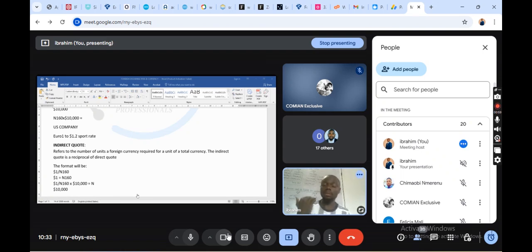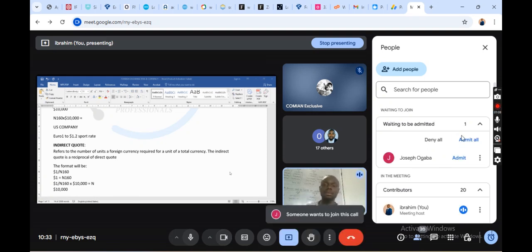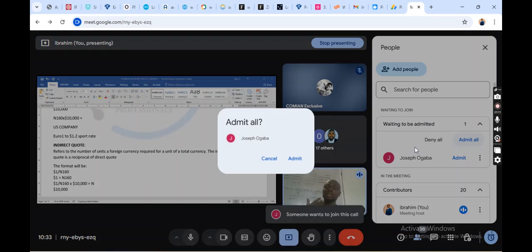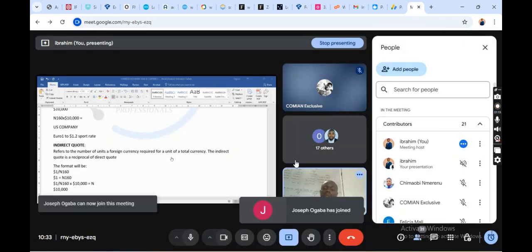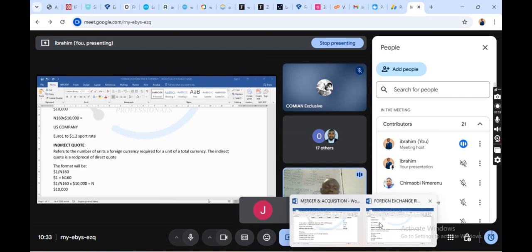And that is why the spot rate now is $1 to 160, right? So you have to do 1 divided by 160, right? When you divide by 160, you multiply it by the what? So that you can be able to get the value, right? So let's quickly move ahead.